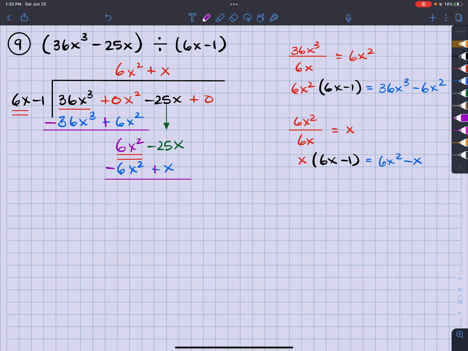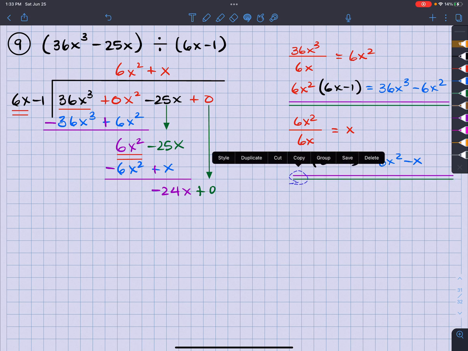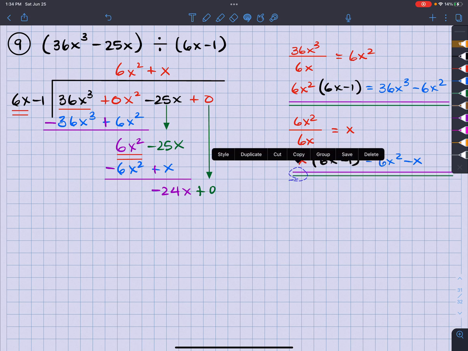Step 3, flip the signs and add. So 6x squared goes away. I'm left with a negative 24x. And step 4, bring down the next term, which is plus 0. So now I repeat the same 4 steps all over again. So let me do this really quick. I'll mark those as my step 3 and step 4s that I didn't show you, but it's all part of this right now.